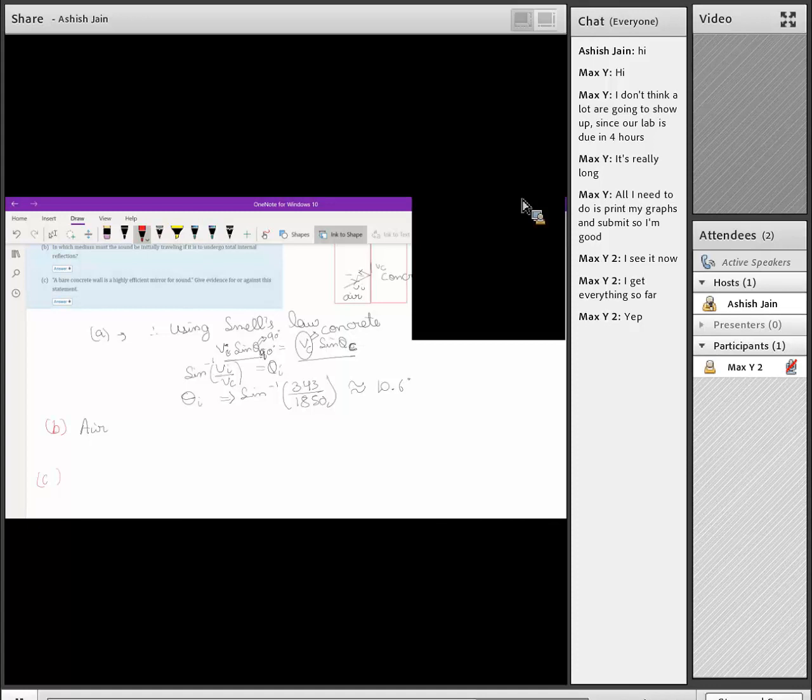What do you think? Do you think it's a good efficient wall? I'd say so. You say so? Because the critical angle is so small.